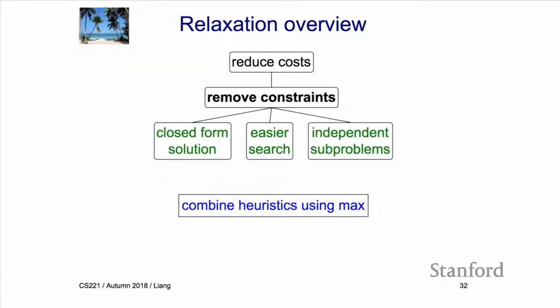When you remove constraints, we'll see that you can actually make things easier in 3 ways. For example, the heuristic I gave earlier where you can just pick up your car and fly to the destination, the constraint you're removing there is all the buildings, all the streets, all the people that you might run over in the process of doing that. And once you remove the constraints, you can get a closed form solution, an easier search problem, or a problem where the problem breaks up into independent subproblems. And we'll also see a technique for combining multiple heuristics, if you can come up with multiple heuristics.